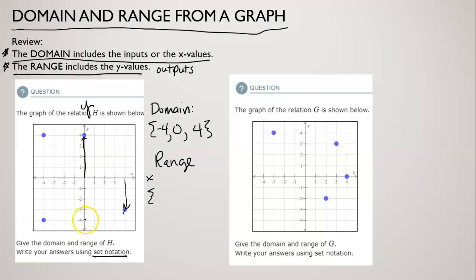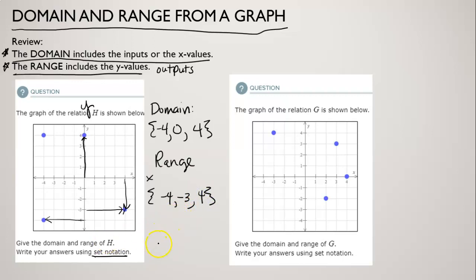So we're looking on the y-axis and we follow this over. That dot has a y value of -4. That dot has a y value of -3. And these 2 dots at the top have a y value of 4.